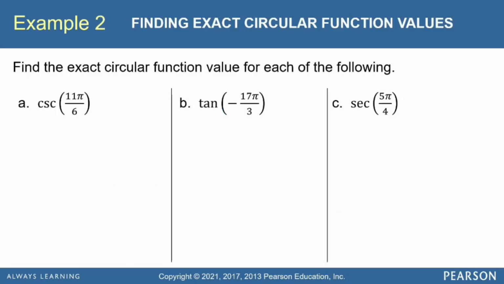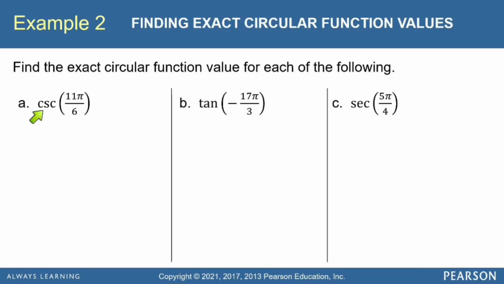And now let's take example 2. And again, it says find the exact circular function value for each of the following. And just as a reminder, the word exact is kind of a clue for us that we will not be evaluating these on our calculators because we will want to keep irrational numbers in their radical form.